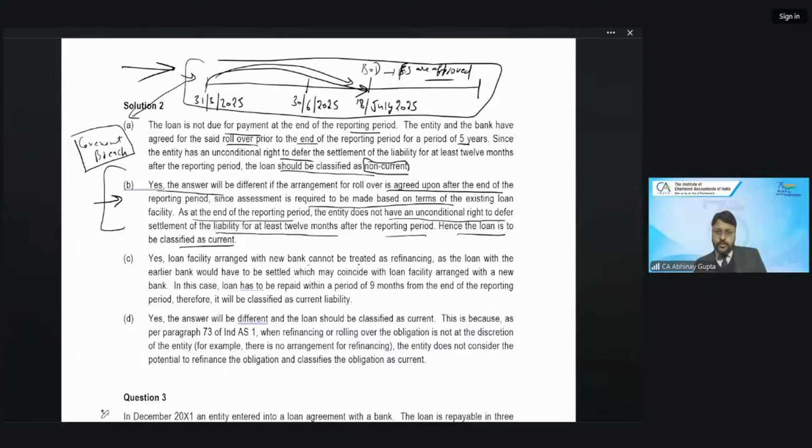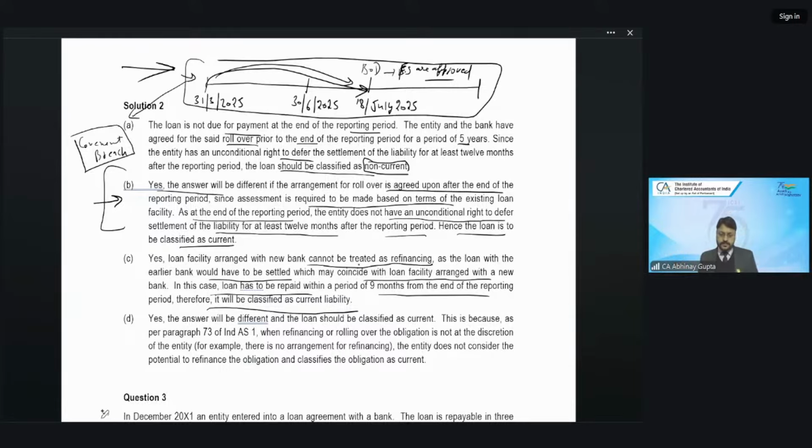Loan facility arranged with the new bank cannot be treated as refinancing, as the loan with the earlier bank would have to be settled, which may coincide with the loan facility arranged with the new banker. In this case, the loan has to be repaid within a period of 9 months from the end of the reporting period, and therefore it will be a current liability. Correct? Because with my existing banker, I am not getting any rollover agreed. If I am not getting any rollover agreed, it means it has to be settled within the next 9 months from the reporting date, irrespective of the fact that I am settling it by way of taking a loan from another bank. That doesn't matter. That is a future transaction. But my original obligation is within 9 months from the reporting date, and hence it will be current.